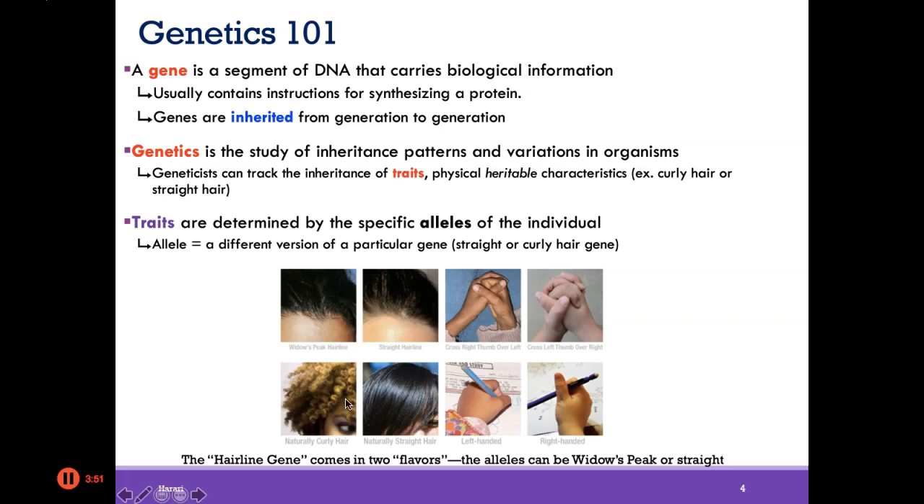These are other traits. So we said natural curly hair versus naturally straight hair, but you can also have a straight hairline or a widow's peak hairline. That's a different example of a trait. You can be left-handed or right-handed. That's another trait. So traits are determined by different alleles of an individual's genome.